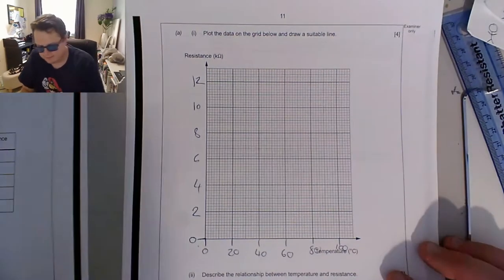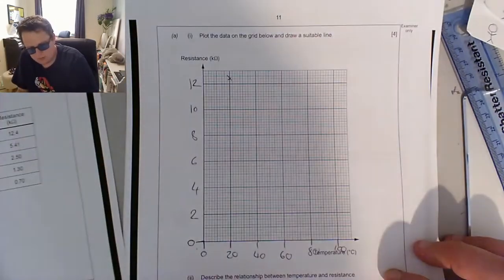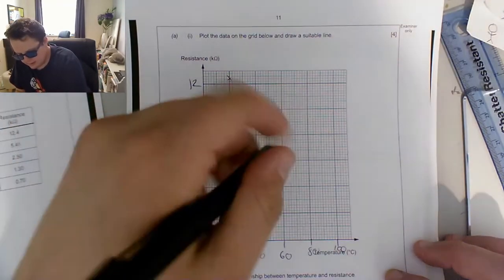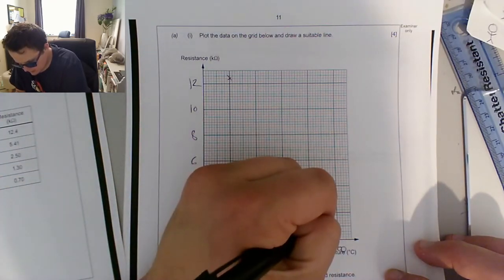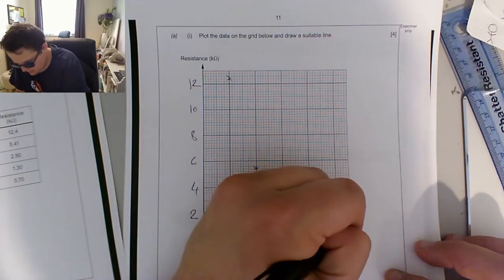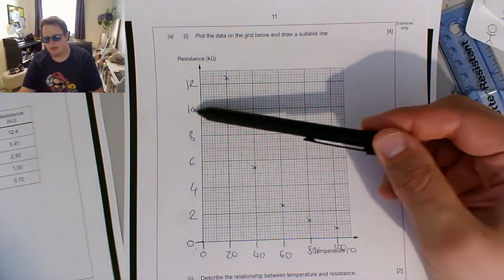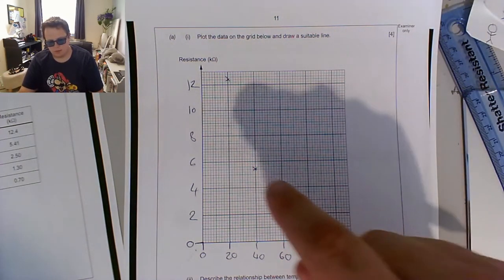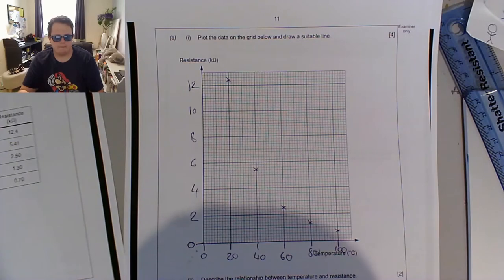Okay, so we now plot our data. Only thing to be careful when you're plotting this is remember, because we're going up in 2, each of these boxes is 0.2, not 0.1. So where you've got 2.5 for 60, it's not halfway in between, it's a quarter of the way up.